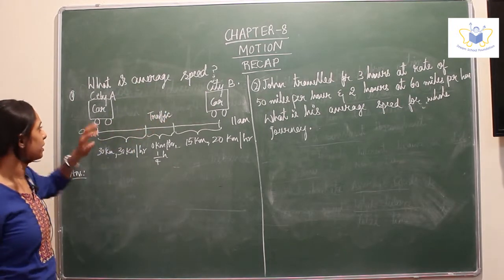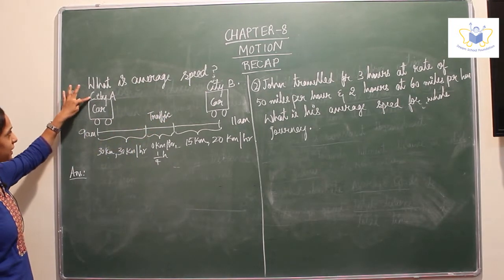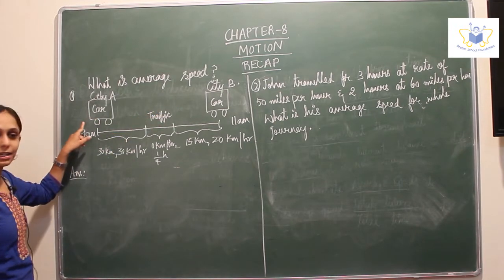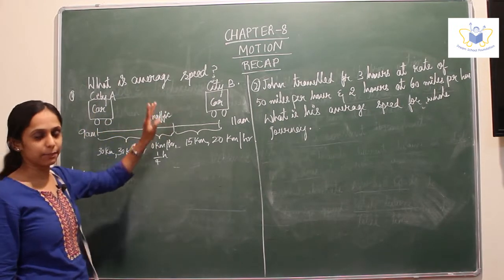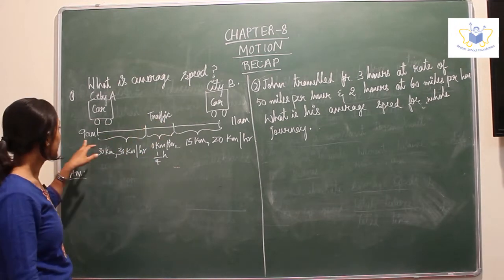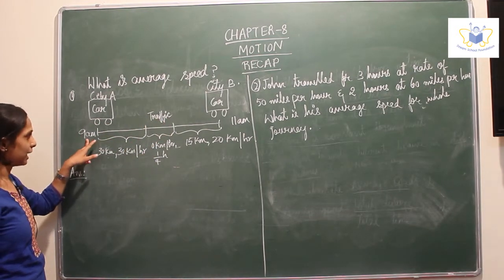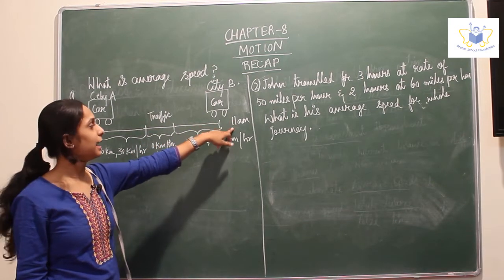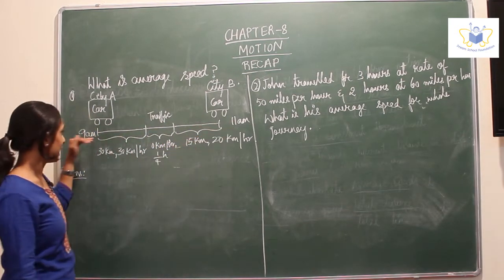They have given you a picture. So this is a car. This is city A and city B. So the car is traveling from city A to city B. Now let us see the distance and speed, like how it has traveled. It starts at 9 a.m. and it is reaching city B at 11 a.m.